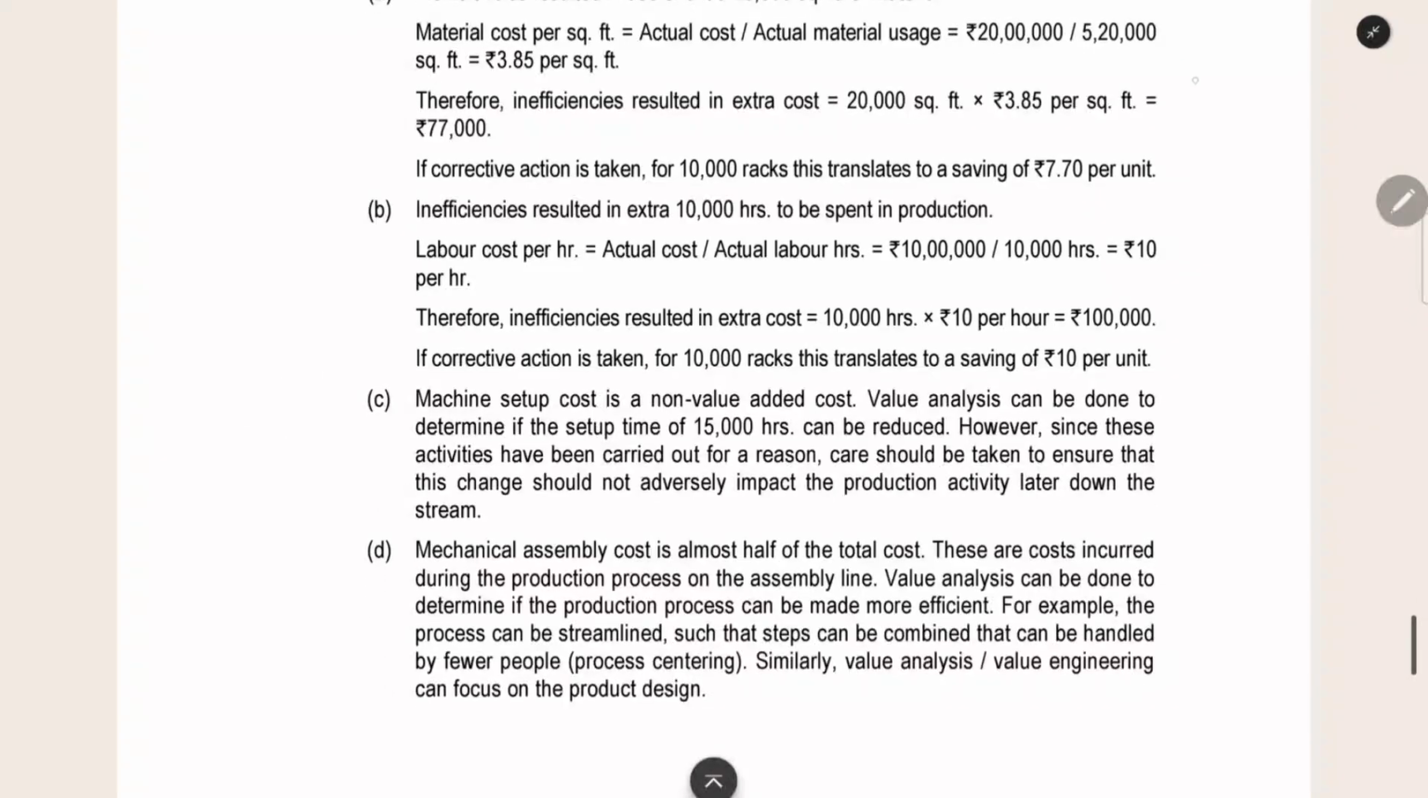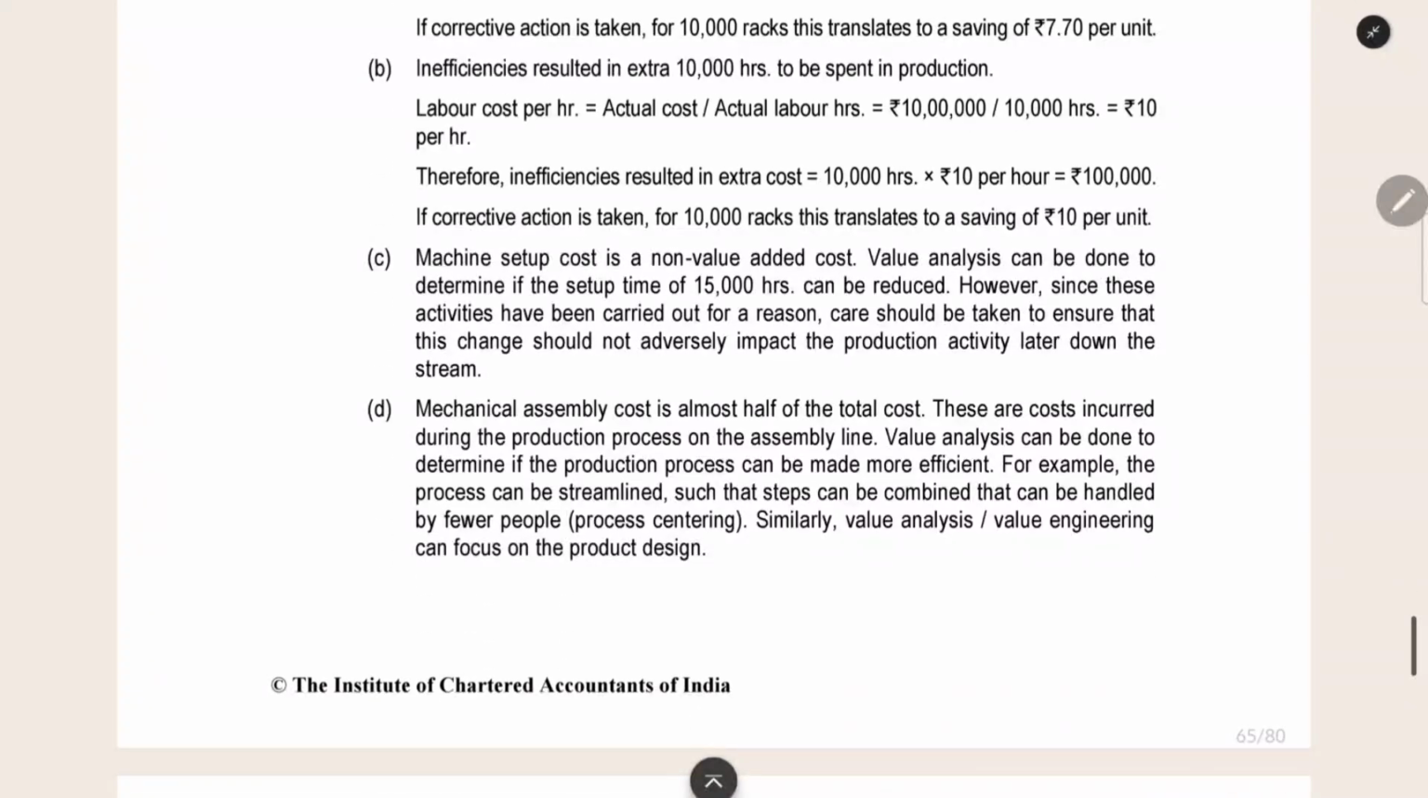And then machine setup cost, as they already said, is a non-value added cost. So the company should try to reduce the hours. And then assembly line cost also, the company should try to reduce. If they reduce all these inefficiencies and costs, they can achieve the target cost of 540. That's all about this question.